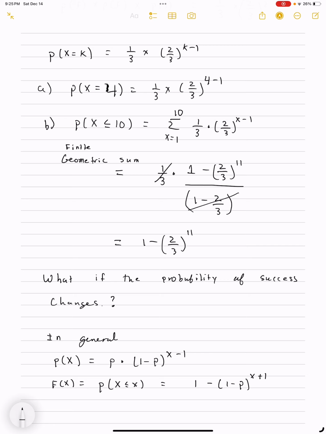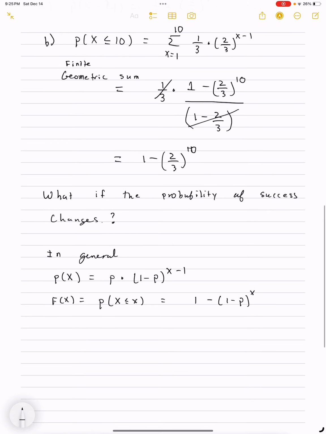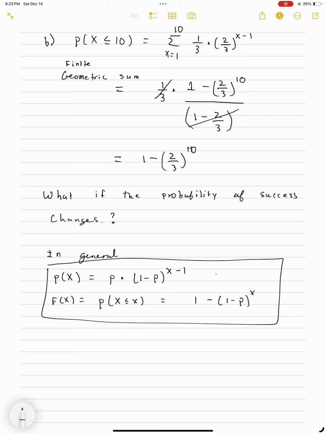And let me just check one thing here. This should be just to the x, and this should be to the 10th power. So I just made a small mental arithmetic error here. Okay, so just a correction. So these are the cumulative and density functions.